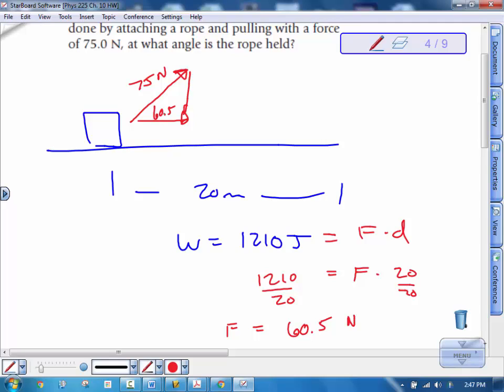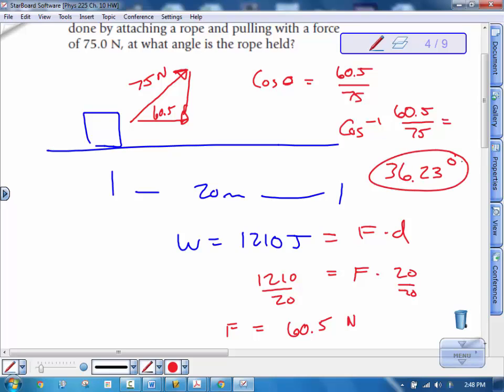So basically we can make a right triangle here now and find this angle by doing adjacent over hypotenuse. So cosine of that angle has to equal adjacent over hypotenuse, and then do inverse cosine. So if we do inverse cosine, 60.5 divided by 75, that gives us 36.23 degrees.